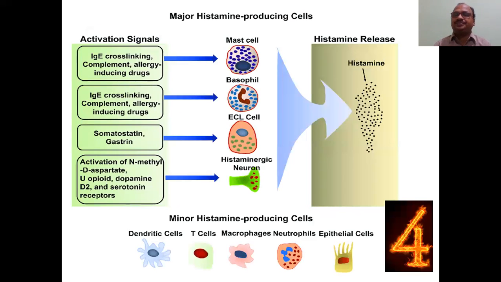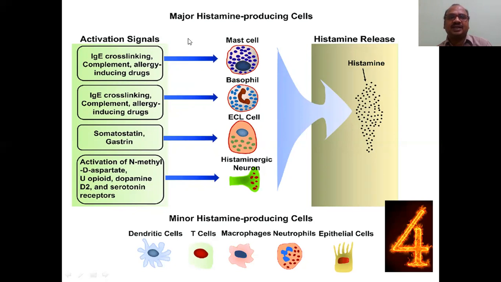And histamine is secreted from four types of cells. Keep in your mind: 1, 2, 3, 4. Here you can see the symbol of a 4. 4 is a fire. There should be a fire in your thoughts. Major histamine-producing cell. You can see here, major. Minor histamine-producing cell.